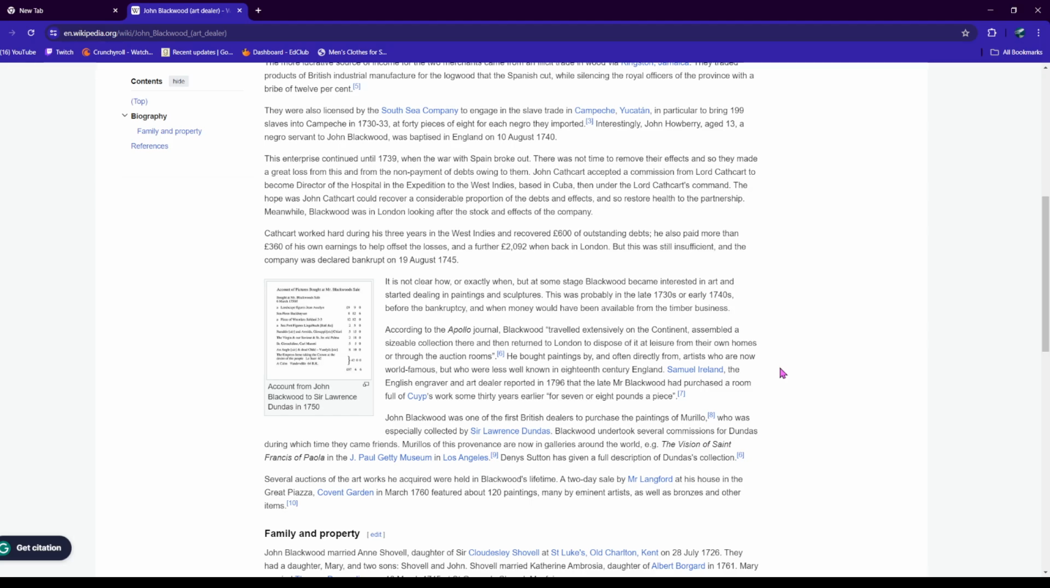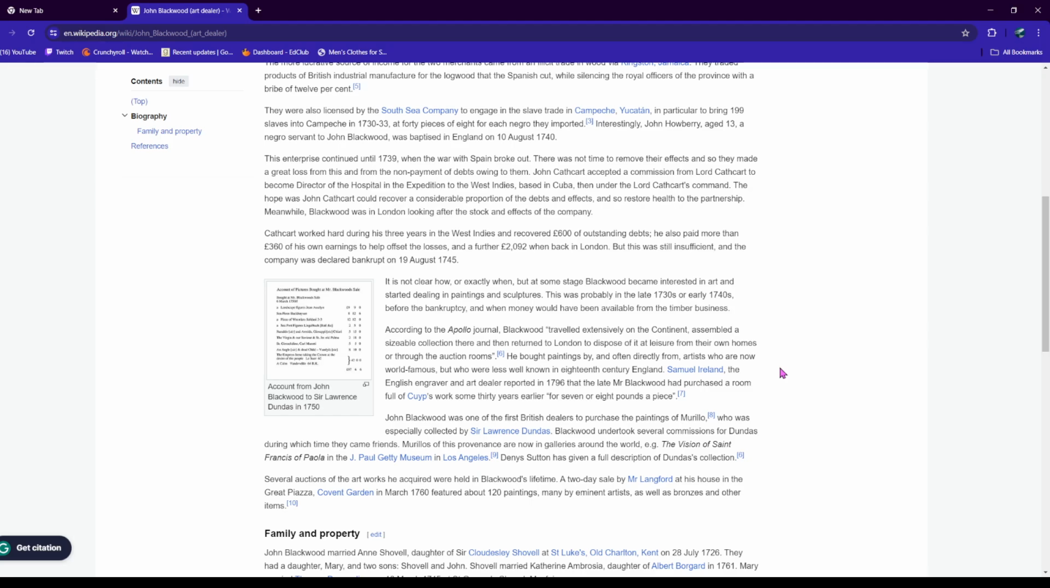Samuel Ireland, the English engraver and art dealer, reported in 1796 that the late Mr. Blackwood had purchased a room full of Cuyp's work some 30 years earlier for £7 or £8 apiece. John Blackwood was one of the first dealers to purchase the paintings of Murillo, who was expressly collected by Sir Lawrence Dundas. Blackwood undertook several commissions for Dundas, during which time they became friends. Murillos of this province are now in galleries around the world.